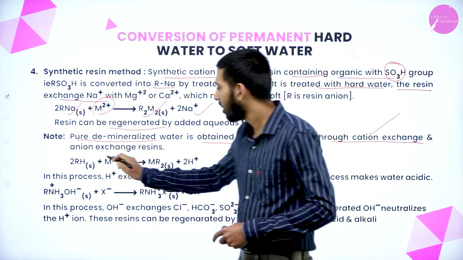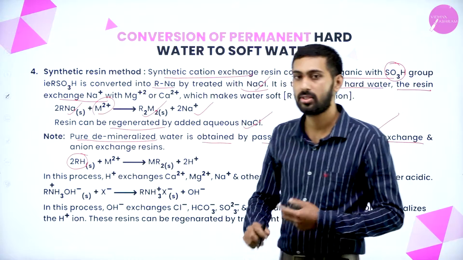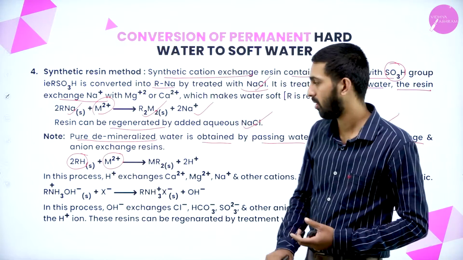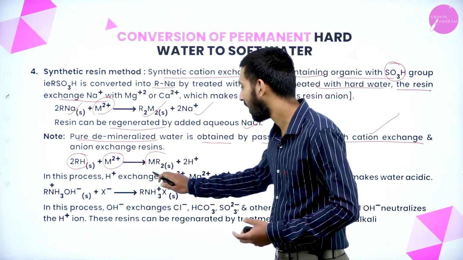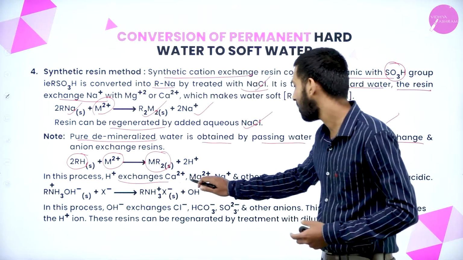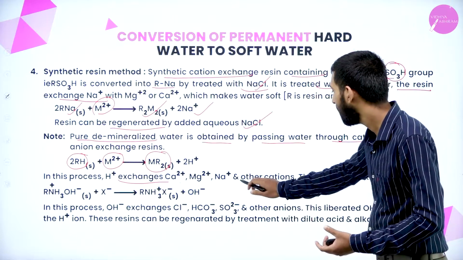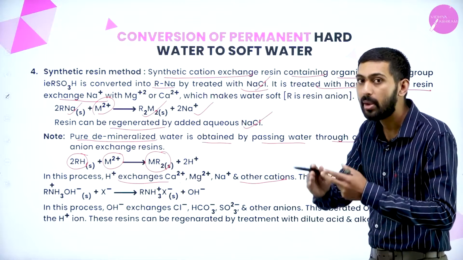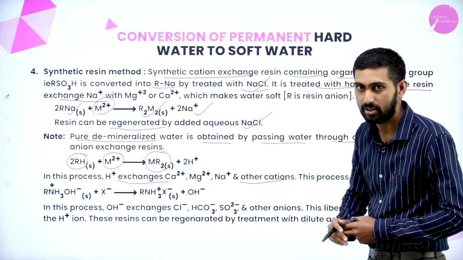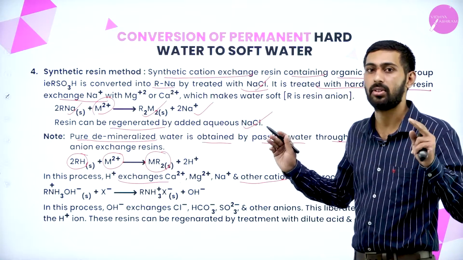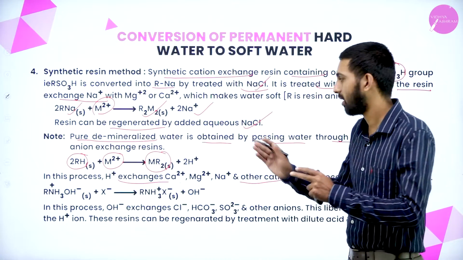Okay, here you see RH, we have to take one resin, then you will get demineralized water. In this process exchange of calcium and magnesium ions or other cations takes place. Here exchange of which ones? Calcium, magnesium and cations like sodium. Here exchange of ions should take place if you are treating with resins.